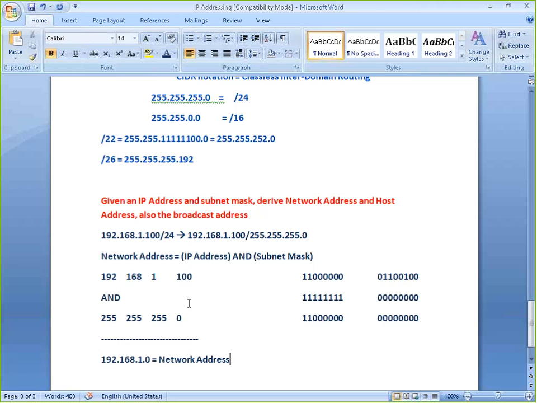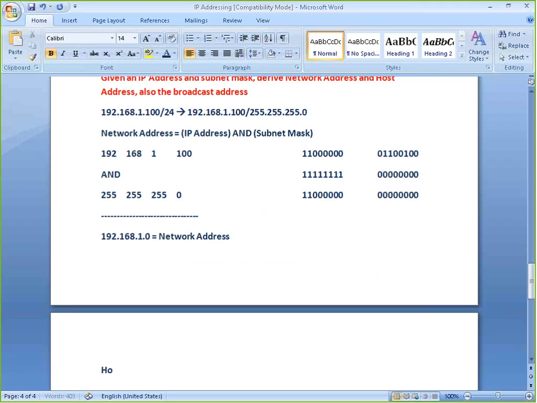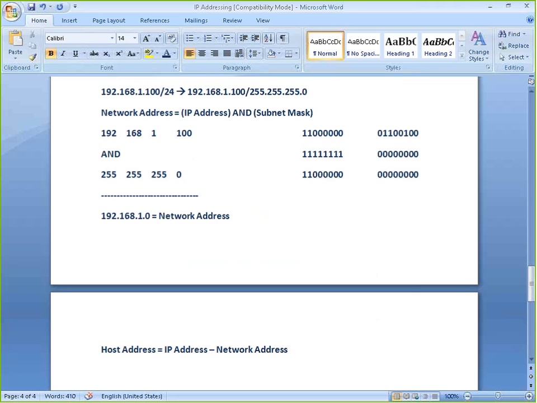Okay, now let's talk about the next value, that is host address. Now to derive the host address, the formula is going to be host address is equal to IP address minus network address. So the host address is equal to IP address minus the network address. Okay, so according to this example, the host address would be then equal to the IP address that was given to us, which was 192.168.1.100. That's the IP address.